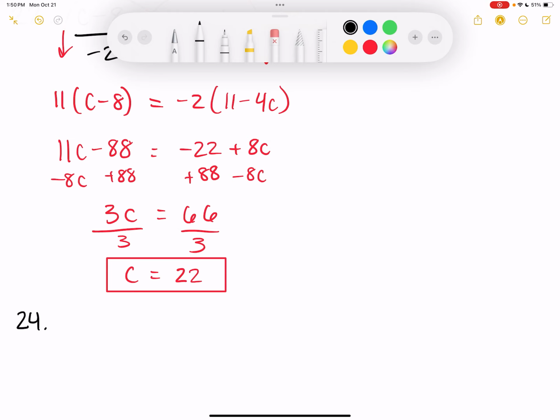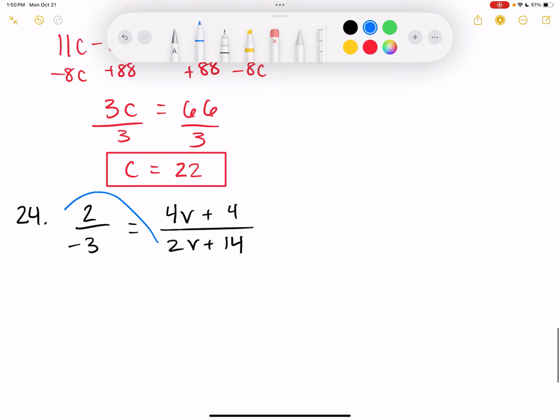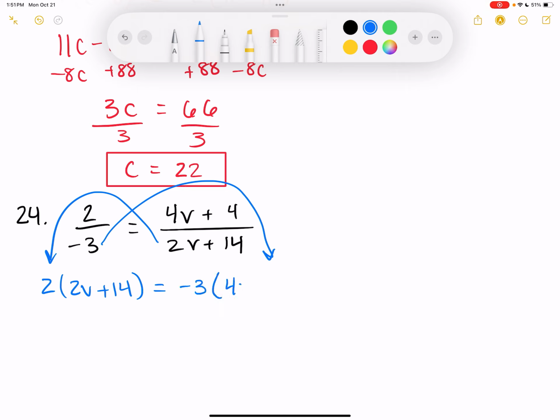All right, number 24. 2 over negative 3 equals 4v plus 4 over 2v plus 14. All right, so we're gonna walk through this one together. Cross multiply. So I'm gonna end up with distributive property on both sides. So I've got 2 times 2v plus 14 equals negative 3 times 4v plus 4.